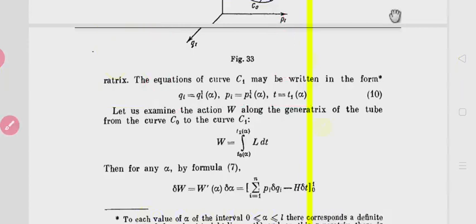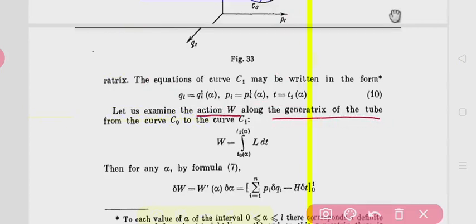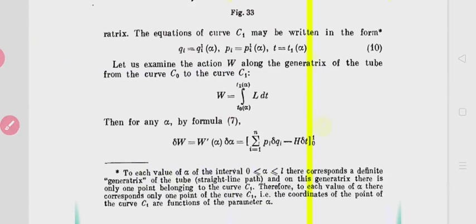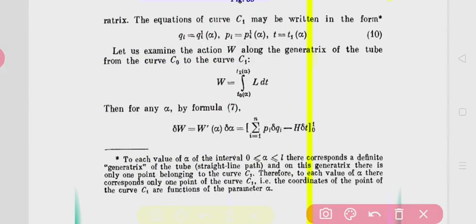Now we will examine the x and w along the tube from C0 to C1. Around that tube I am talking about the action, which is given by W, the integral from t0(alpha) to t1(alpha) of L dt. This W is a function of alpha, so for any alpha, if we find the delta of W, it is given by W dash alpha into delta alpha. That can be written like this.